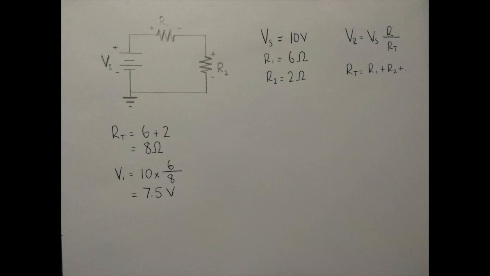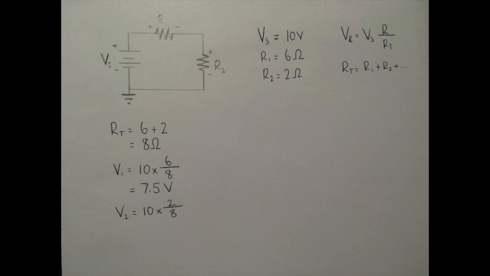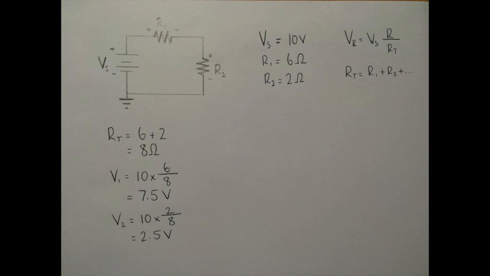Doing the same for resistor 2, we can substitute in our values to get 10 times 2, the value for resistor 2, and then divide this by 8. Calculating this, we get 2.5 volts.